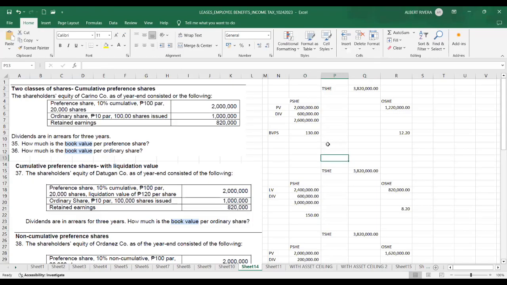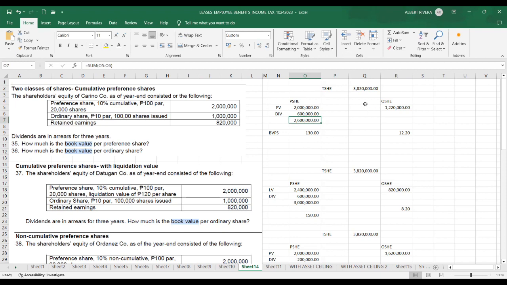So here, we are required to compute the book value per preference and the book value per ordinary. Sabi natin last time, this is the total stockholders' equity. And step number 1 is to identify if the preference shares have liquidation value. Wala namang liquidation value, kaya ginamit natin yung par value. Then, sa dividend, is the preference shares cumulative, non-cumulative? Cumulative siya. So, ibigay mo lahat ng dividends in arrears. This is for 3 years. So, this is 2 million times 10% times 3 years. That is 600,000. So, this is 2.6 million.